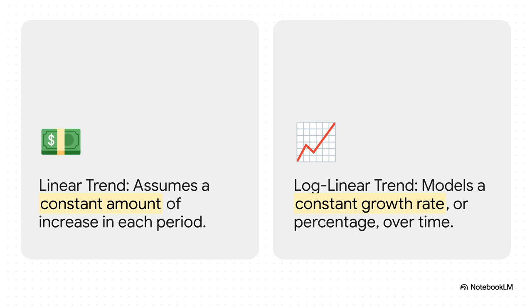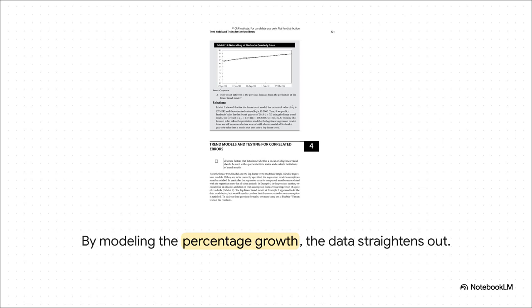Think about it. Growing by 3% every quarter is totally different than growing by a fixed 80 million, especially as the company gets way bigger. This is exponential growth. And just look what happens when we use this new theory.